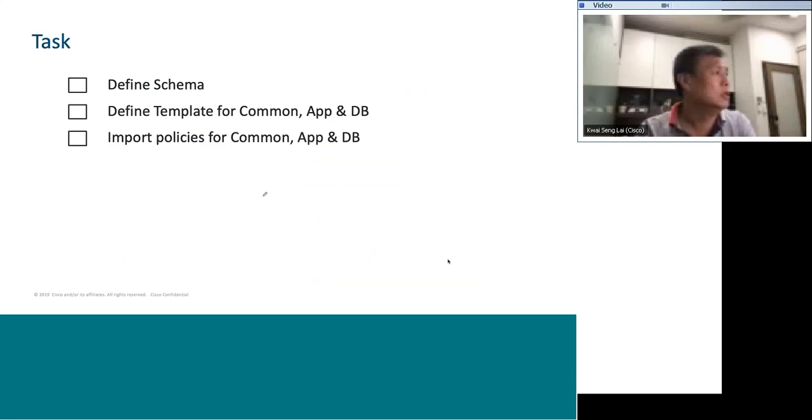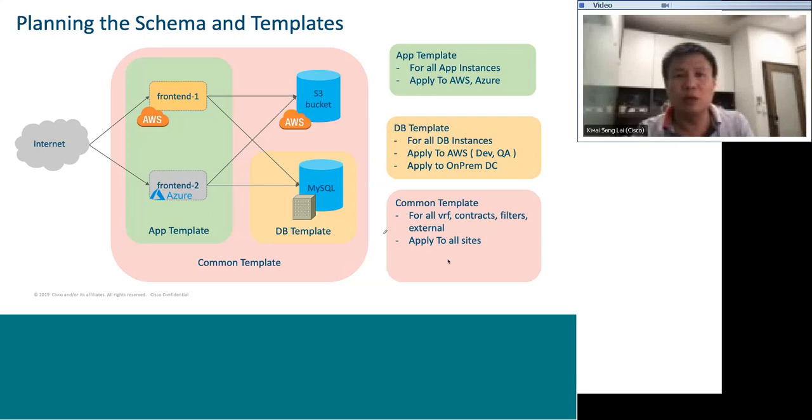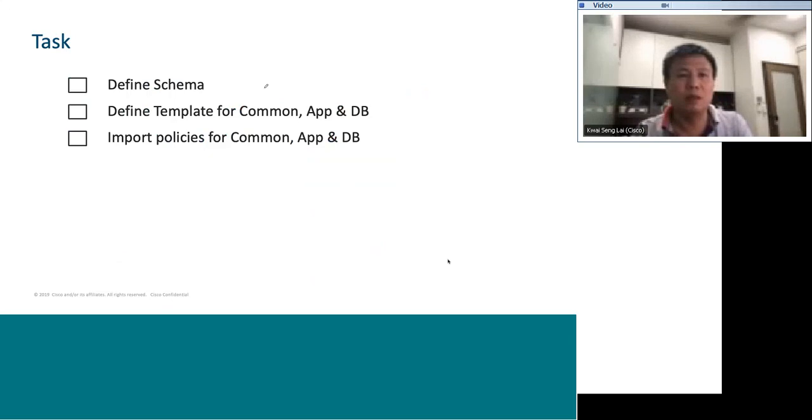The first thing is we're going to define schemas. Because of the design that I showed here, in total, three templates will be needed. So we're going to define three templates. I will define a schema for the photo app, you can call it anything. Then I'm going to create a template for the common app and database.